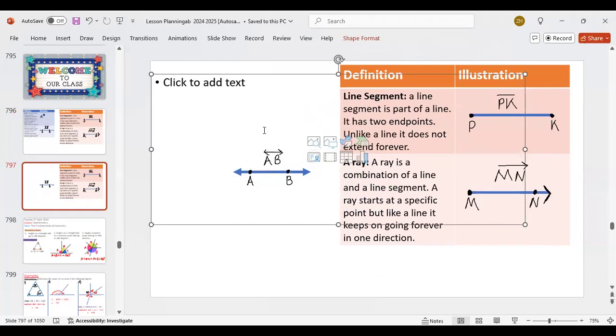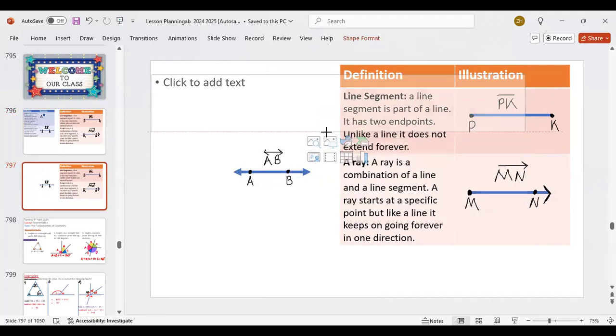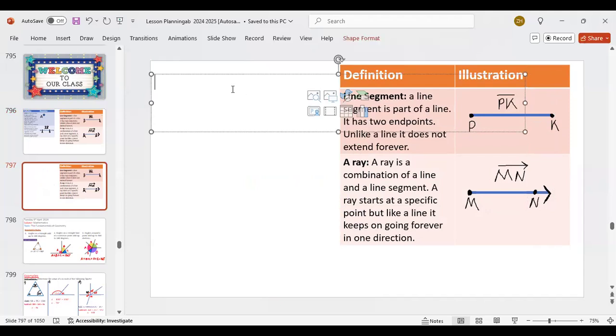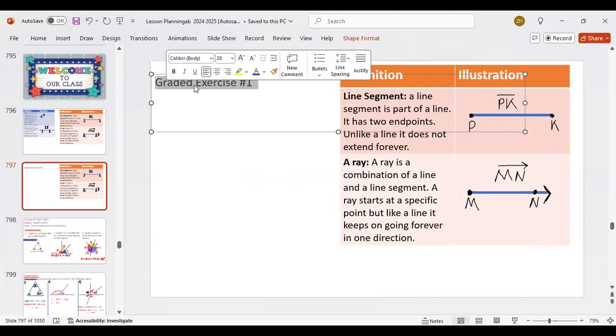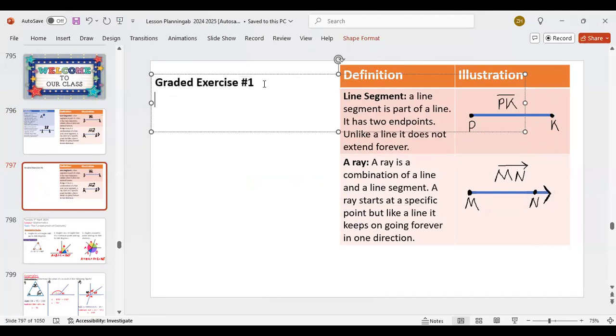Answer it inside the chat for me. Do we write in a book? Do not write the grade exercise in your book. Just answer it inside the chat. Number one. The chat has been disabled. Okay, that's true. Let's see. Okay, you should be able to do it now.